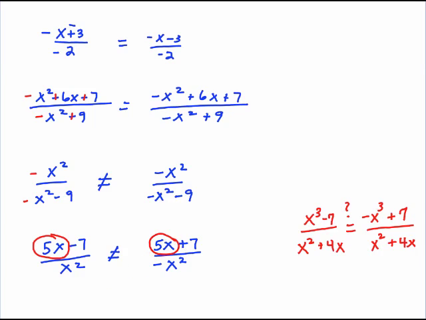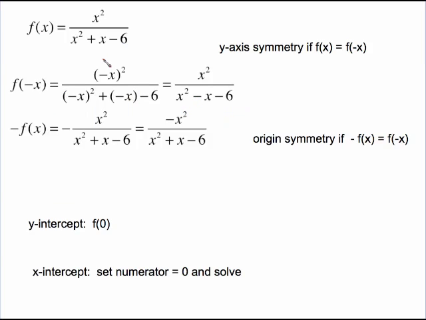Take a look at this one in red. You take a look at it and decide if they are equal or not. What do you think? Well, that was a positive. That was a negative. I changed both of the signs in the numerator, but did I change any signs in the denominator? No. So these are not equal. So hopefully that'll help you with this symmetry stuff. So let's get on into checking out the symmetry.